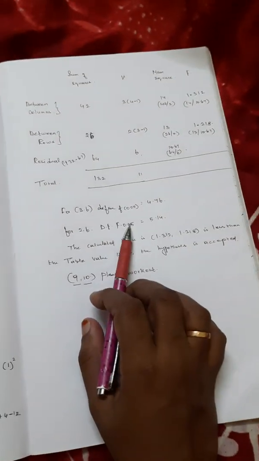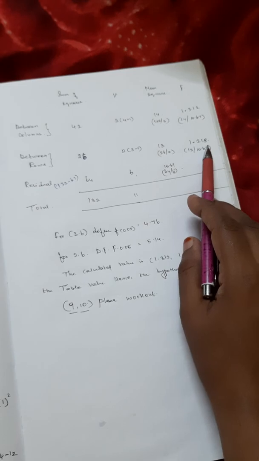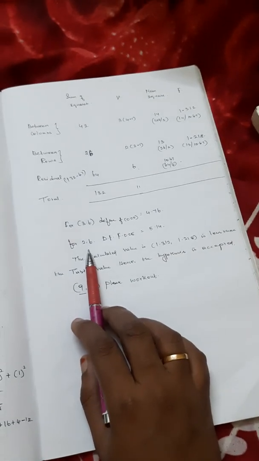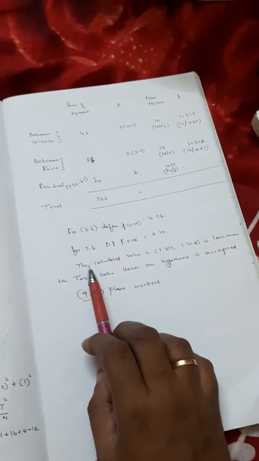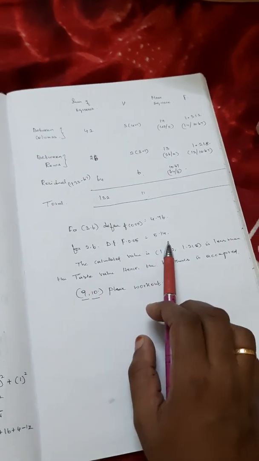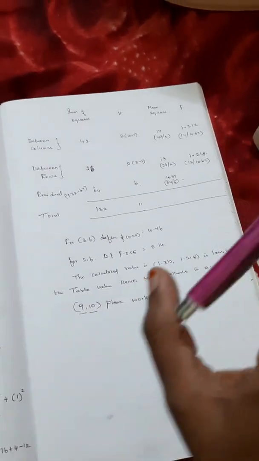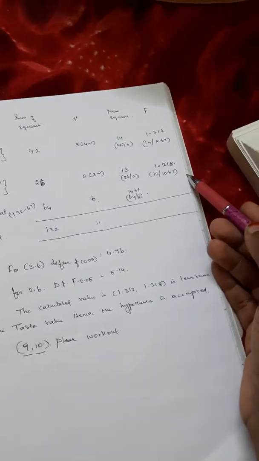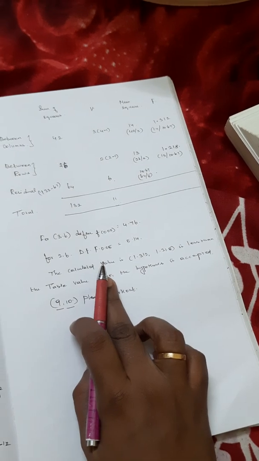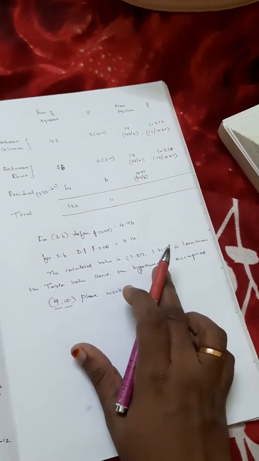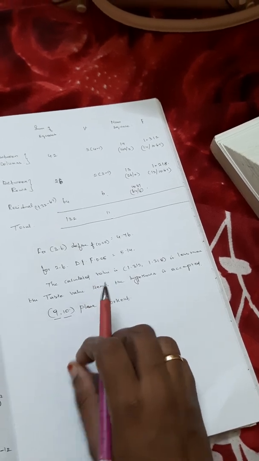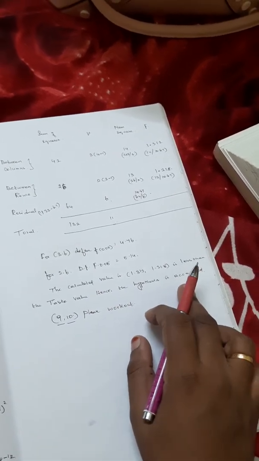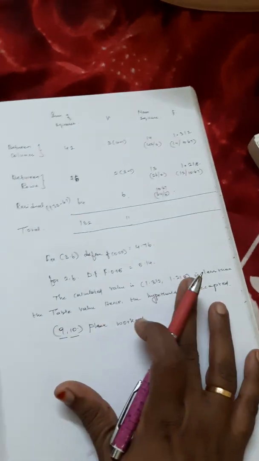Now the degree of freedom; this is the calculated value. Next we are going to find the table value. For (3, 6), the table value is 4.76. For (2, 6), the table value is 5.14. Now come to the conclusion. The calculated value is less than the table value. The calculated value is only about 1.2, and the table value is about 4.5. Hence the hypothesis is accepted. Is it clear to all of you?